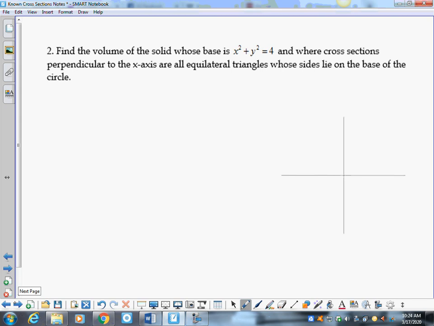Okay, number 2. Find the volume of the solid whose base is that same circle we were dealing with, where the cross sections are perpendicular to the x-axis and are all equilateral triangles whose sides lie on the base of the circle. Okay, so I've got my circle whose radius is 2. I'm going to slice it perpendicular to the x-axis, and I have equilateral triangles. So pretend that's sticking out of your paper.